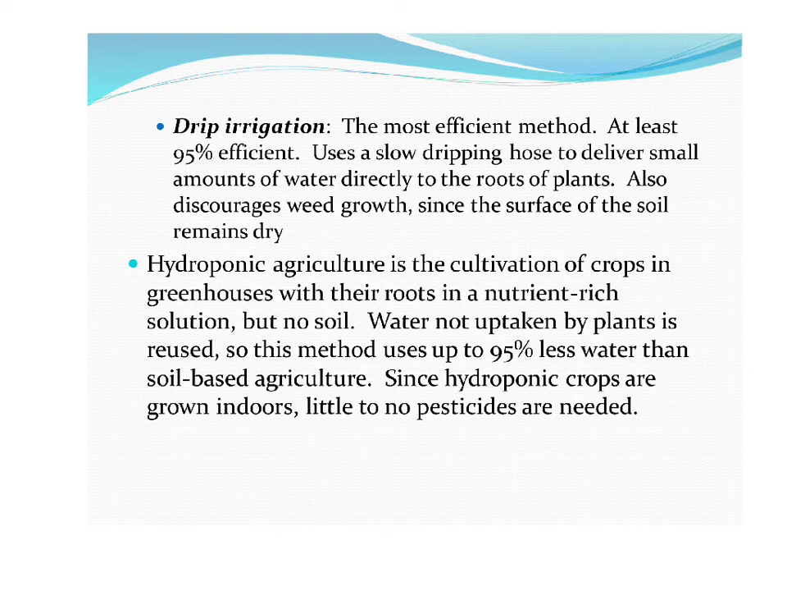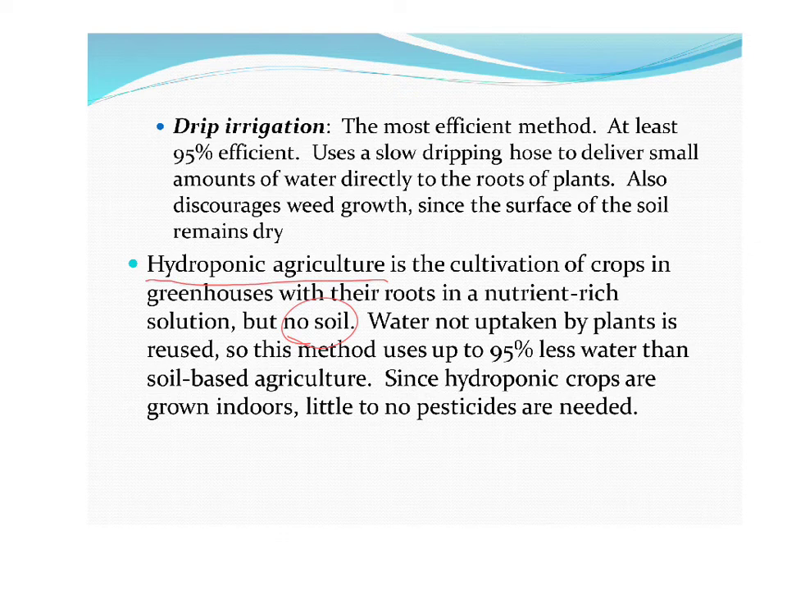So hydroponic agriculture is the cultivation of crops in greenhouses with their roots in a nutrient-rich solution, like a watery solution, but no soil. So it's soilless agriculture. Sometimes there's a little soil, but most of the time there's not. The water that's not uptaken by the plants is reused. So you have these plants and their roots are hanging in the solution, and the solution flows by their roots and flows out the other end of the pipe. So that if the water is not uptaken by the plant, the water is just reused, filtered and reused.